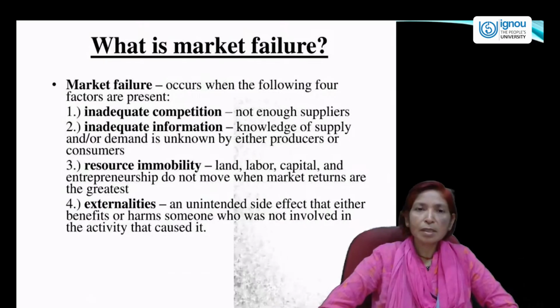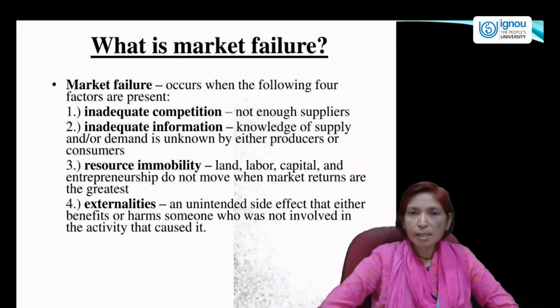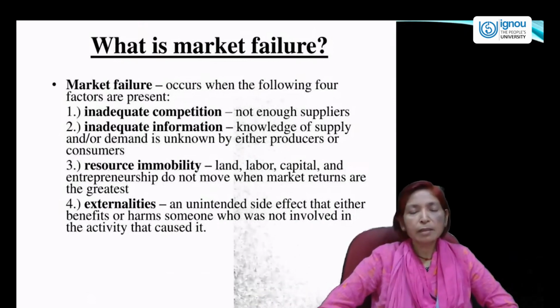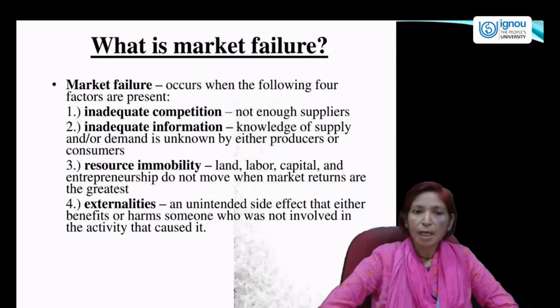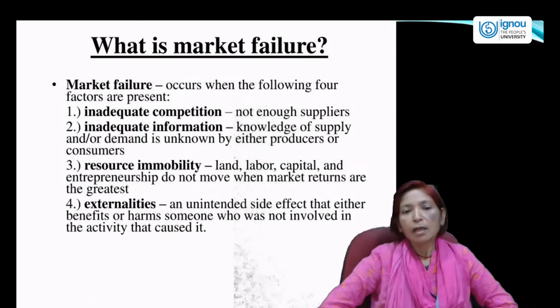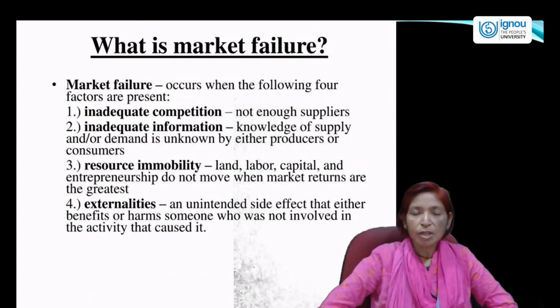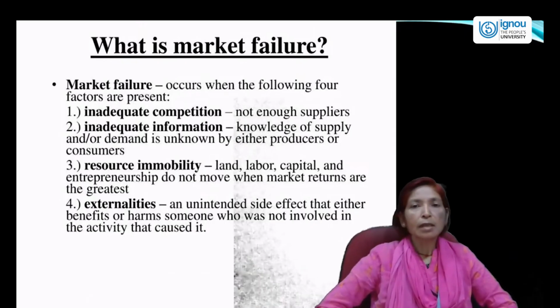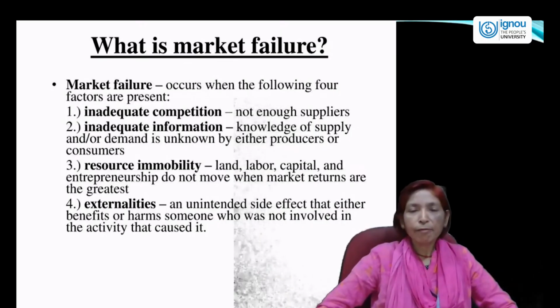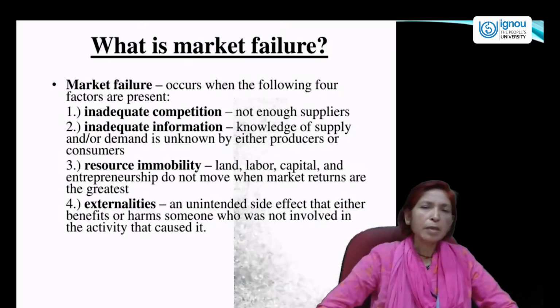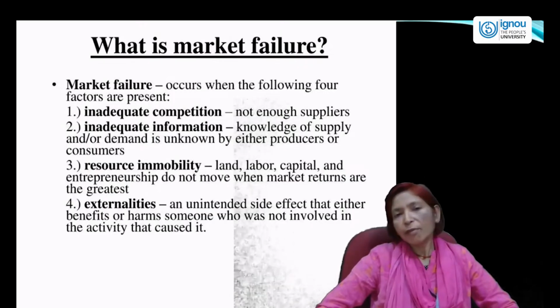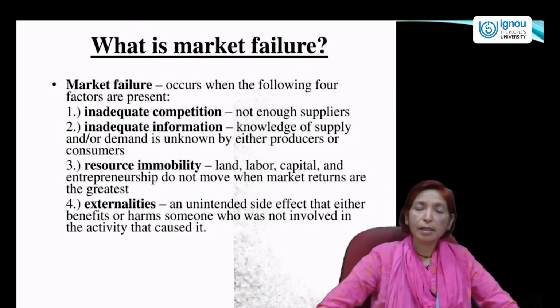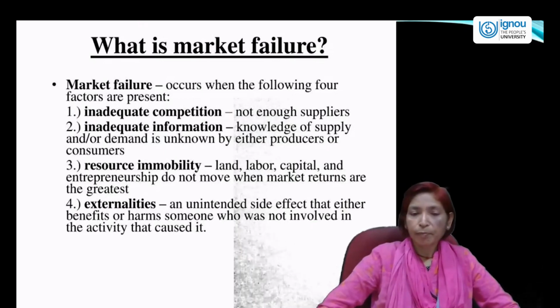We know that resources are not perfectly mobile. Resources are generally land, labor, capital, and entrepreneurship. And these resources do not move when market returns are the greatest. So resources are not perfectly mobile, and due to this immobility or imperfect mobility of resources, sometimes the market becomes a failure. And the fourth reason is externality.